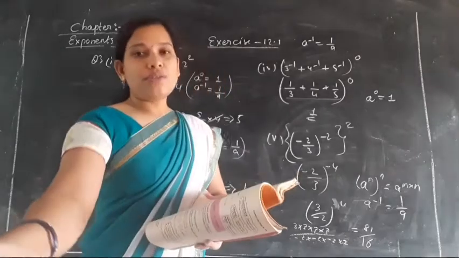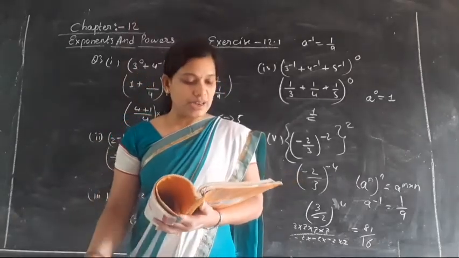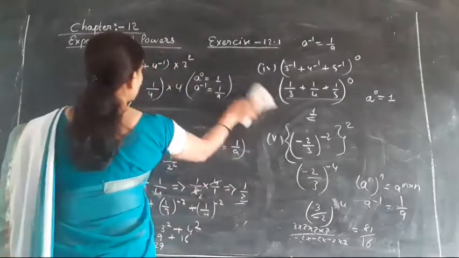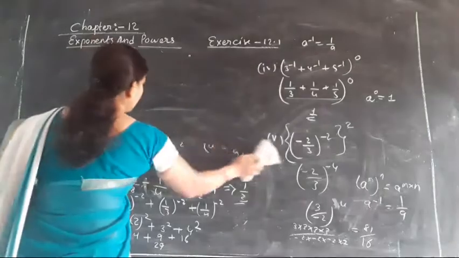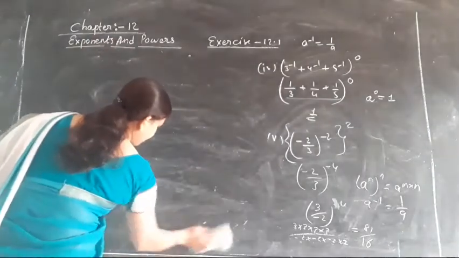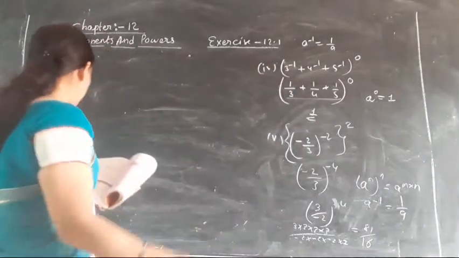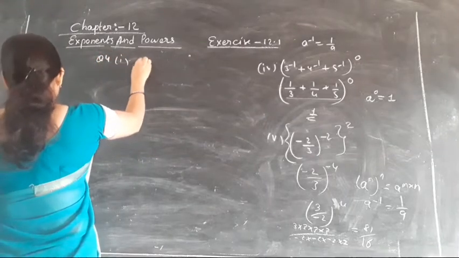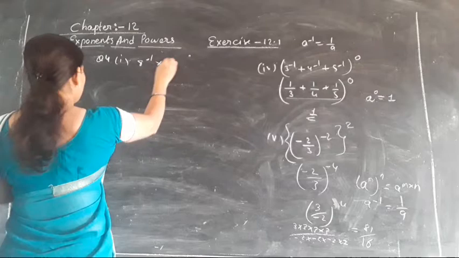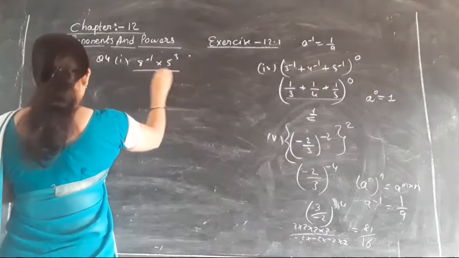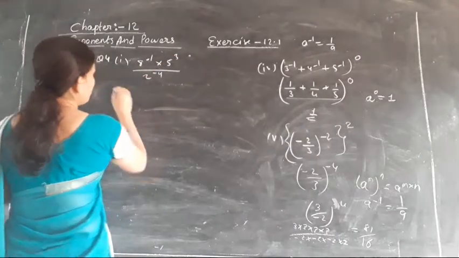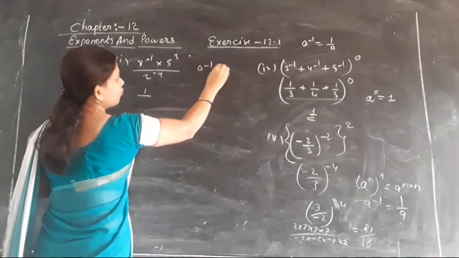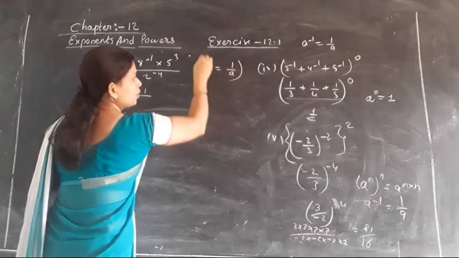Now the next question we are having. In question number 4 it is asked to evaluate. What do we have to evaluate? Just look. In this question number 4, the first part: (a to the power minus 1 into 5 to the power 3) upon 2 to the power minus 1. This you have to solve. So evaluate means we can use the a to the power minus 1 formula, the law of exponent.